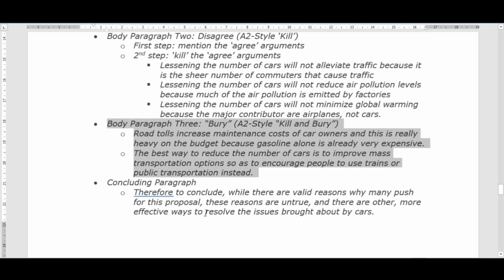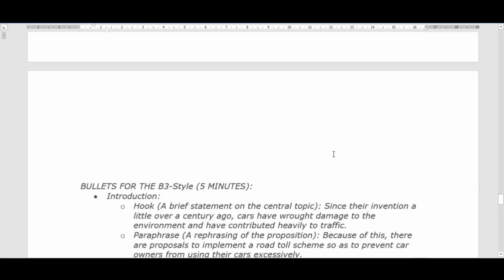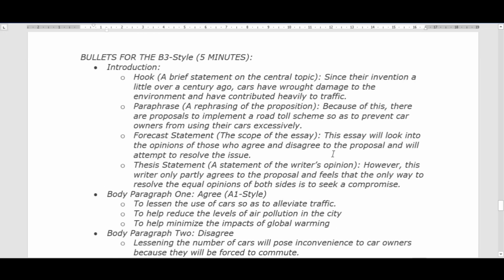And then you now conclude by saying, therefore, to conclude, while there are valid reasons why many people push for this proposal, these reasons are untrue, and there are other more effective ways to resolve the issues brought about by cars. So as you can see, in a one-sided question, you can actually use the kill and birdie if you want to. And then let's now look at an essay that actually uses the B3 style for a one-sided question.